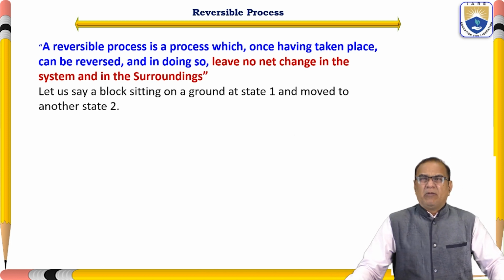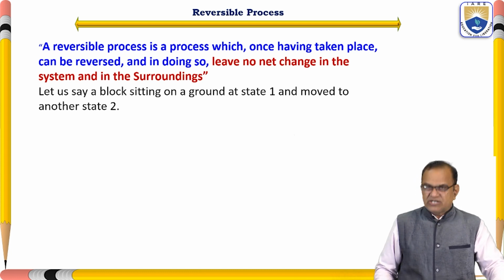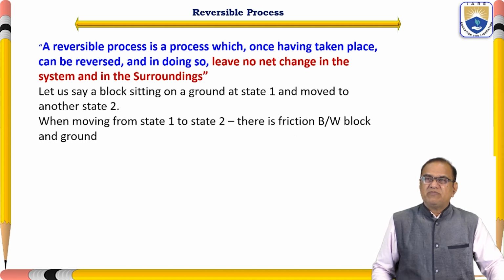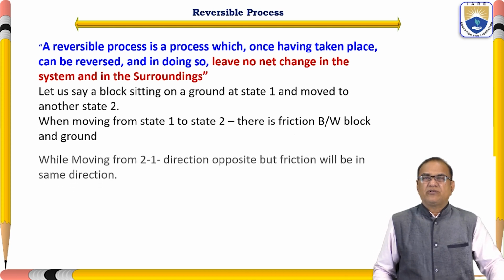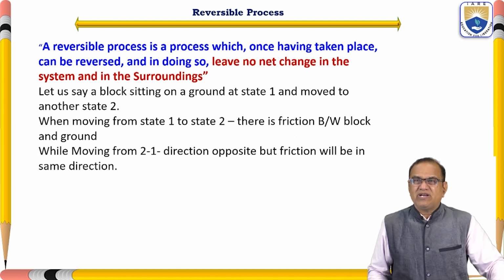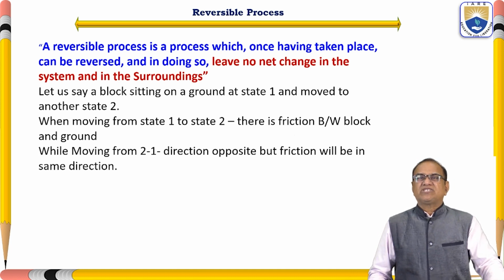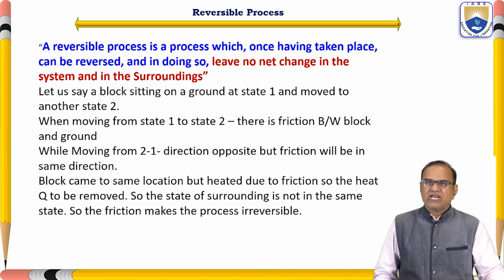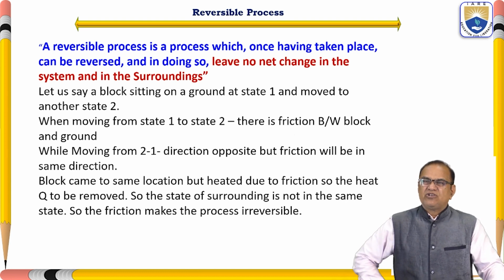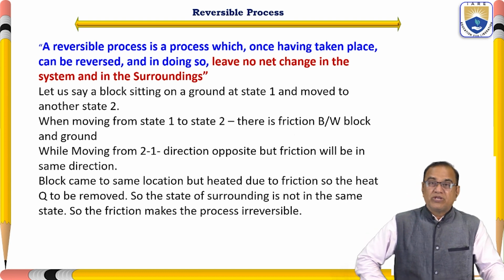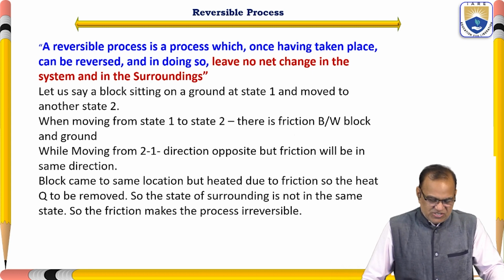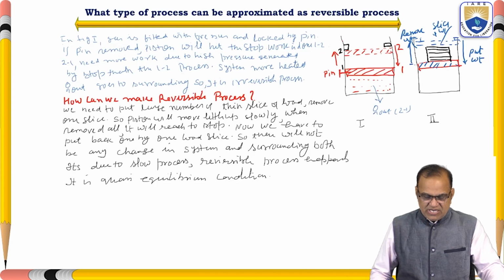Let us say a block sitting on the ground at state 1 moves to another state 2. When moving from state 1 to state 2, there is friction between the block and the ground. While moving from 2 to 1, the direction is opposite, but friction will be in the same direction. The block came to the same location, but heated due to the friction, so heat Q has to be removed. So the surrounding is not in the same state. So the friction makes the process irreversible.